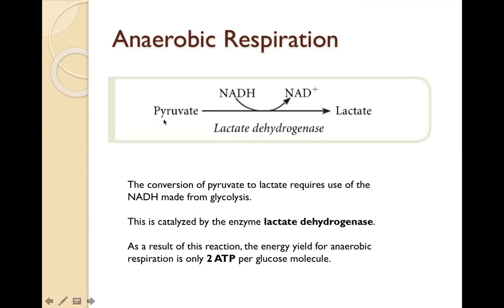As a result of this anaerobic respiration that requires absolutely no oxygen, the yield for ATP for every single glucose molecule is 2. This process doesn't yield any ATP. The only ATP you get was the ATP that you got throughout glycolysis, which per glucose molecule, there's only 2 net ATP.